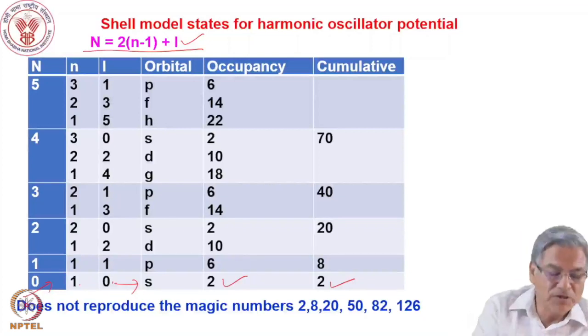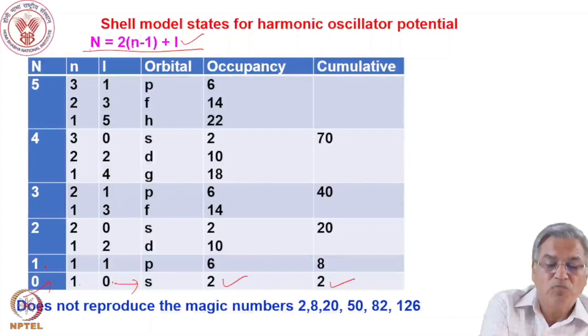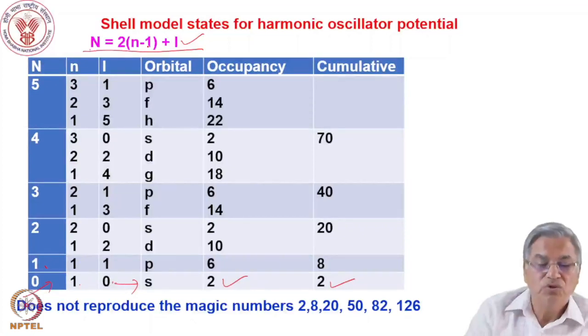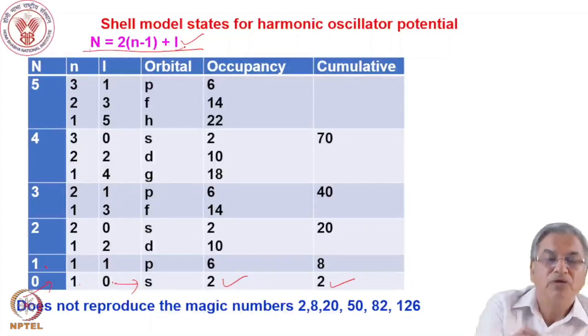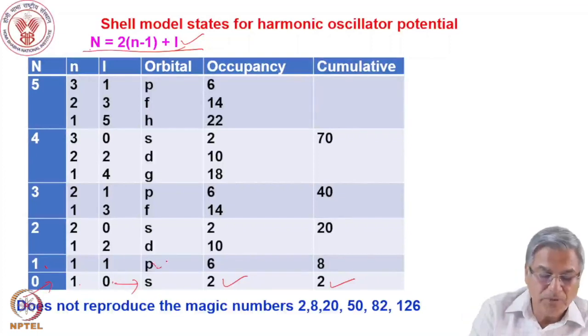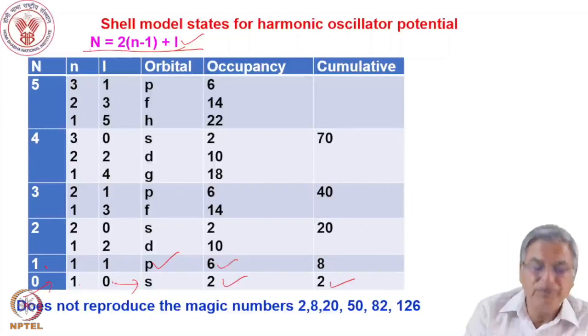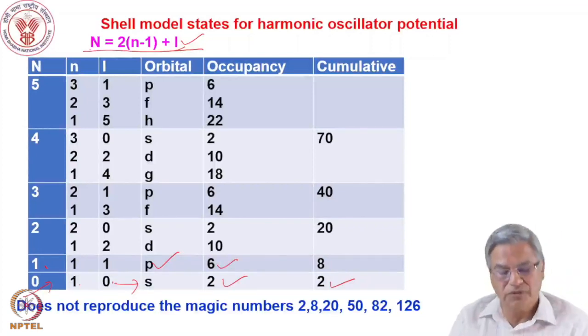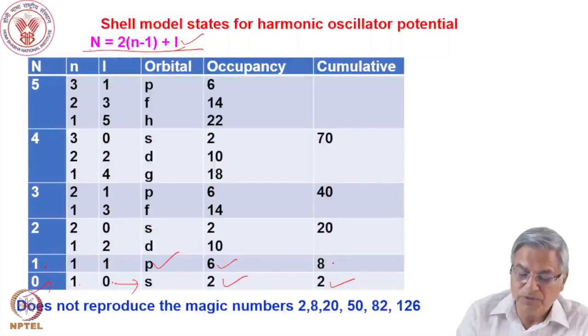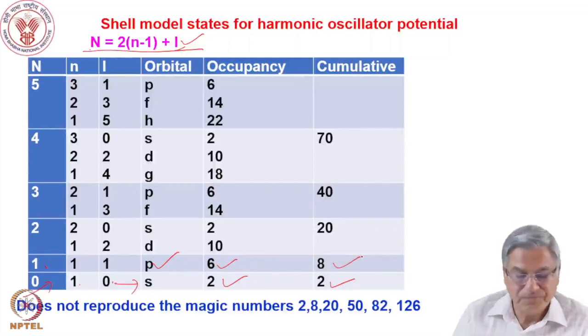For the next oscillator quantum number, N equal to 1, how can you get N equal to 1? You start from small n equal to 1, 1 minus 1 equal to 0, so this term is 0. So we have l equal to 1, that is the p orbital. So capital N equal to 1 will have one orbital, p, and the occupancy of p is 6 nucleons, and the total occupancy becomes 8.